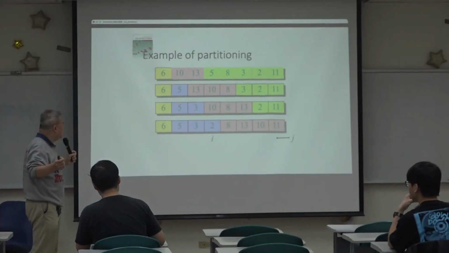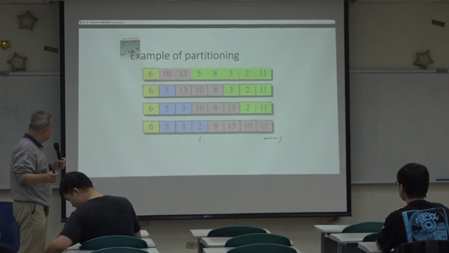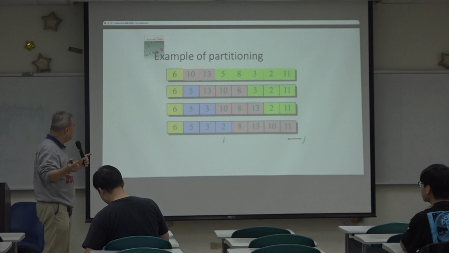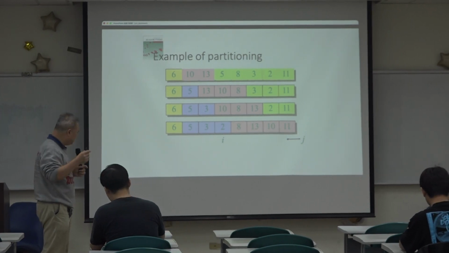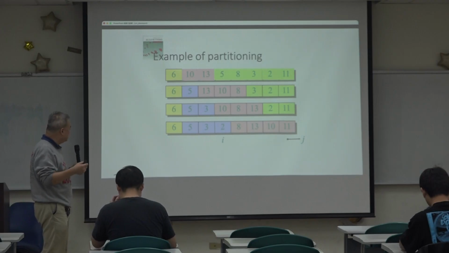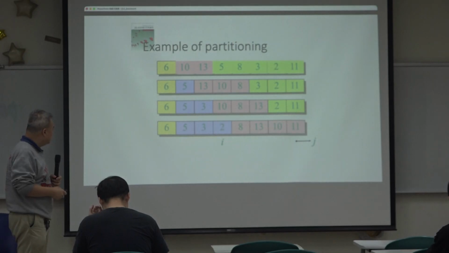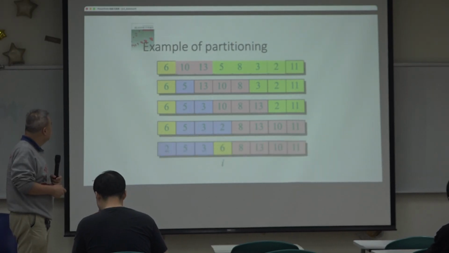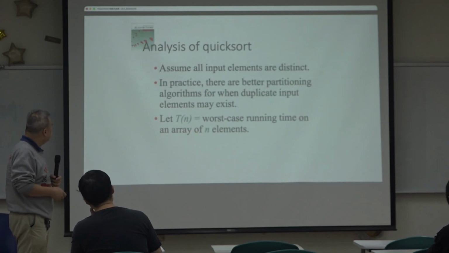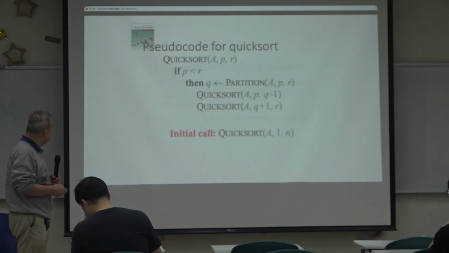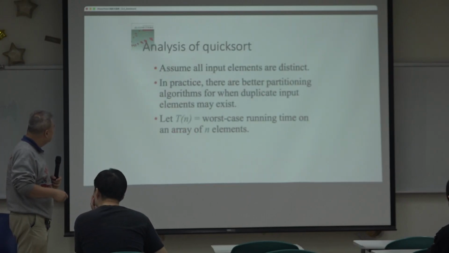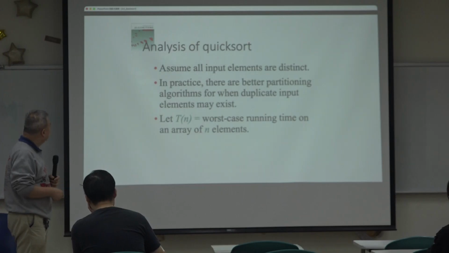the I and J, there's two indexes, start from the two ends of the array and going to the center. And basically, so we start here, right? Okay.